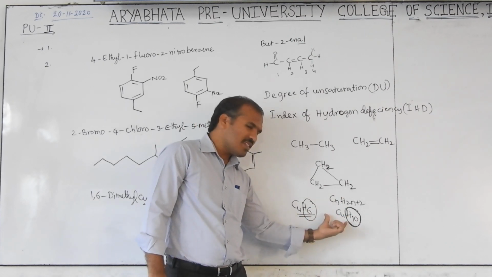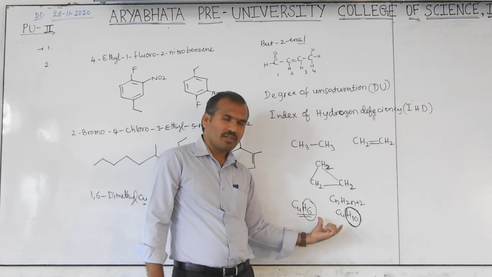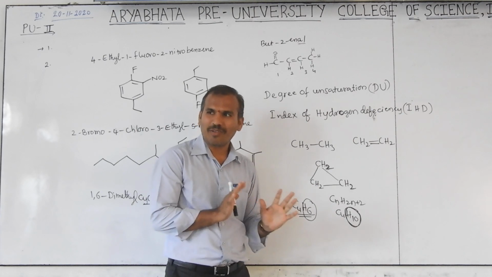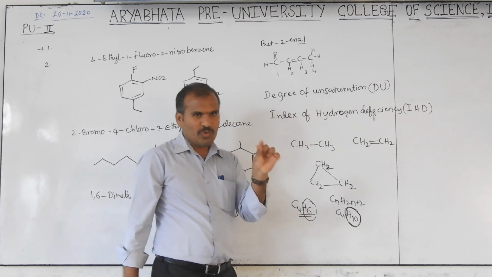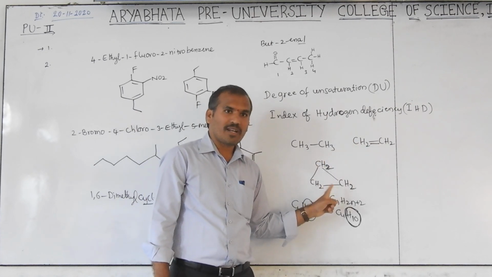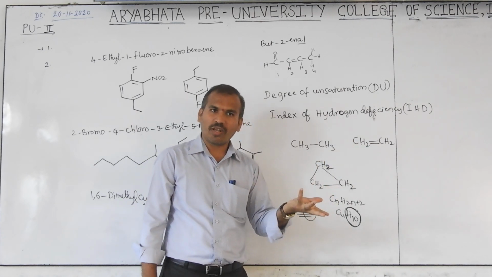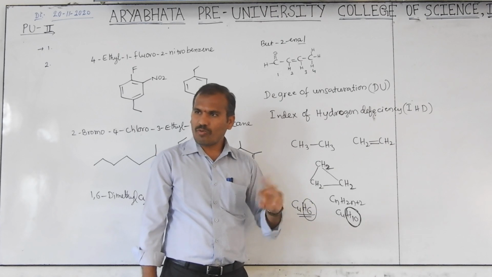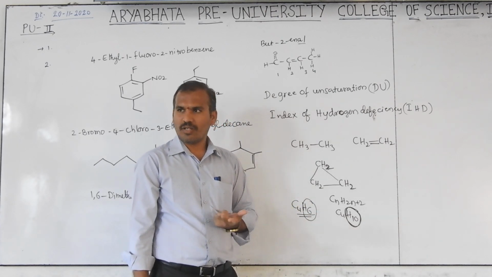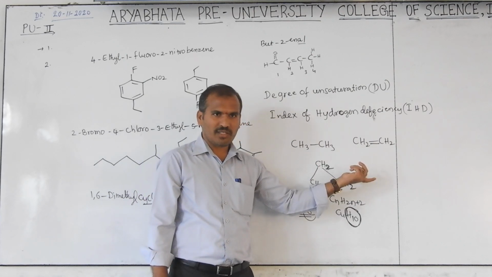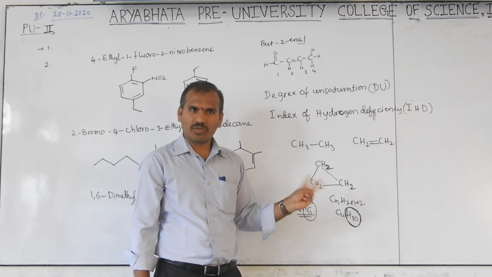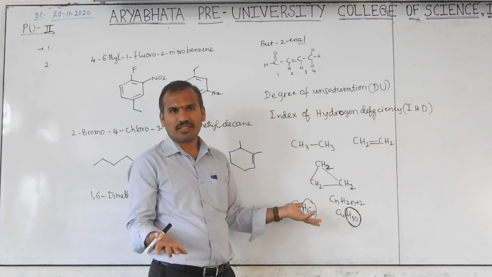So how much difference is there here? 4 is there. If 2 hydrogens are removed, it is 1 pi bond or 1 ring. Here how many hydrogens are removed? 4. 4 hydrogens are removed, so how much degree of unsaturation? 2 hydrogens removed is 1 degree of unsaturation. 4 removed is how much? 2. That is the degree of unsaturation.